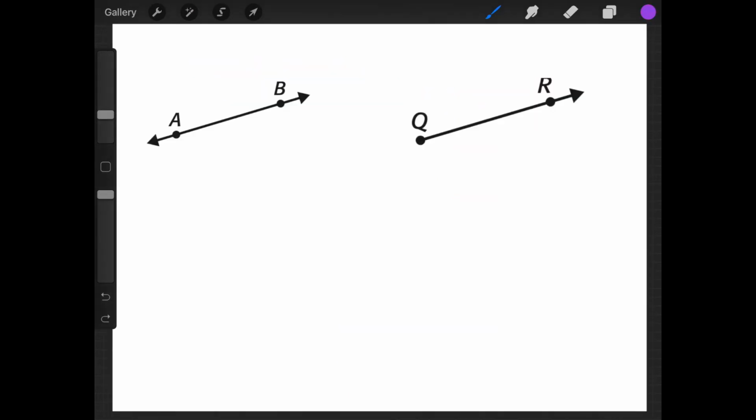Okay, our first problem is asking us about lines, line segments, and rays. So this first one has 2 arrows. We know if it has 2 arrows, it is a line because it goes both directions forever and ever. So this is going to be line AB. That is how we would name it. It would be line AB.